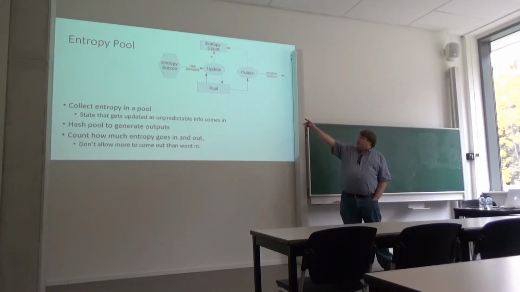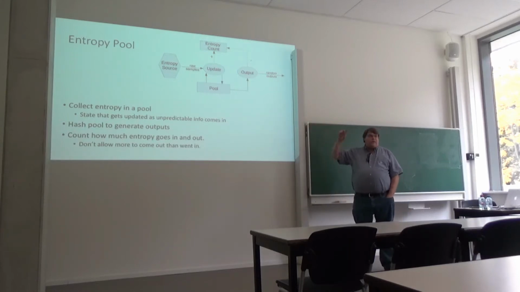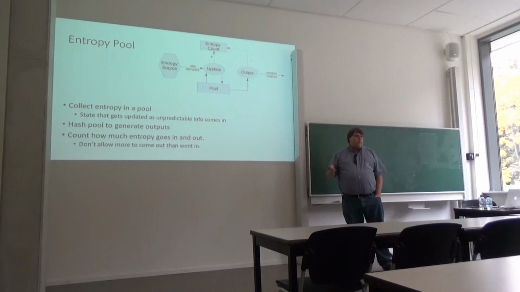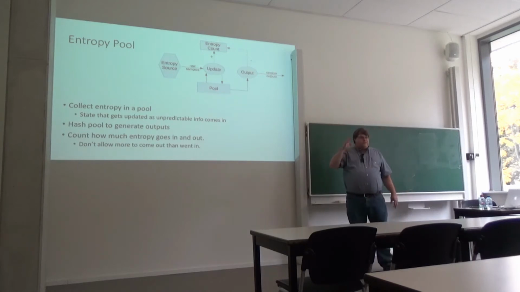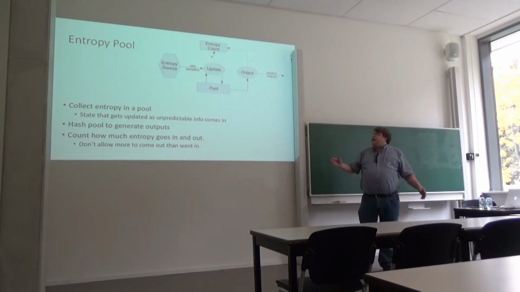Okay, so an entropy source gives you some raw samples, some data with some entropy in it, and you know how much you think you're getting. And then you call this update function, and it updates the pool. It mixes this information into the pool, updates that state. And it also updates a counter. If it thinks it got 10 bits of entropy, it adds 10 to the entropy counter.